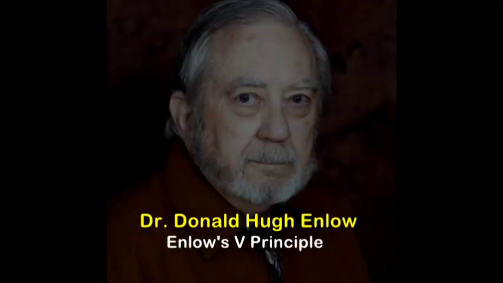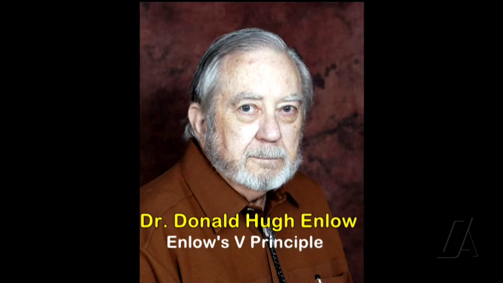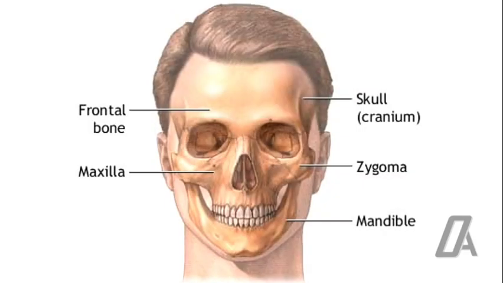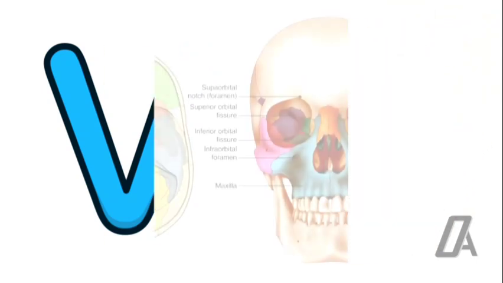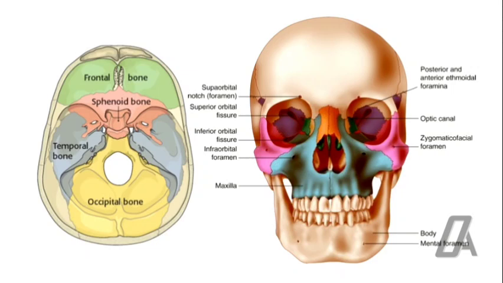Enlow's V principle, proposed by Dr. Donald H. Enlow, is a fundamental concept in craniofacial anatomy. This principle delineates the dynamic relationship between skeletal development and facial form. The V signifies the confluence of growth centers, particularly sutures, creating a framework that dictates facial proportions and harmony. The principle emphasizes the dynamic interaction between these sutures, especially at the base of the skull and mid-face, forming the cornerstone of facial growth patterns.